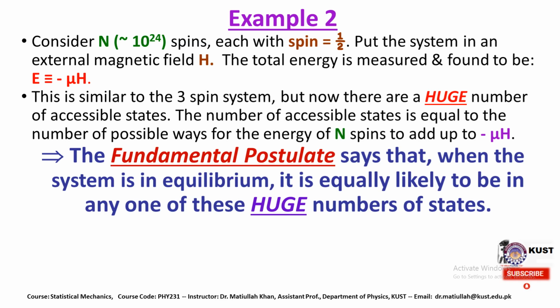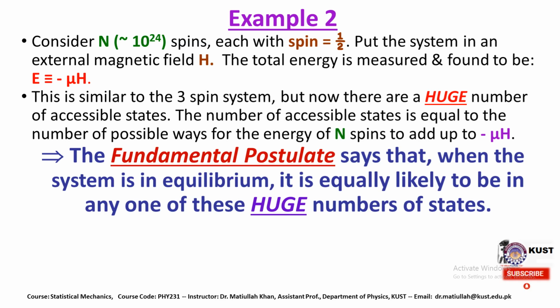It is like the example I just gave you for 1 over 10 or 1 over 20 or 1 over 1000. Because the number of accessible states in this case is huge, around 10 to the power 24, the number of accessible states is equal to the number of possible ways for the energy of the N spins to add up. So if you want to find the probability of this system, it will be 1 over 10 to the power 24. This will be the probability of each accessible state.